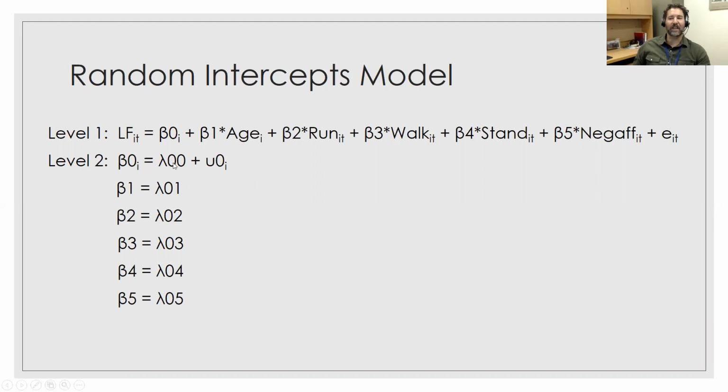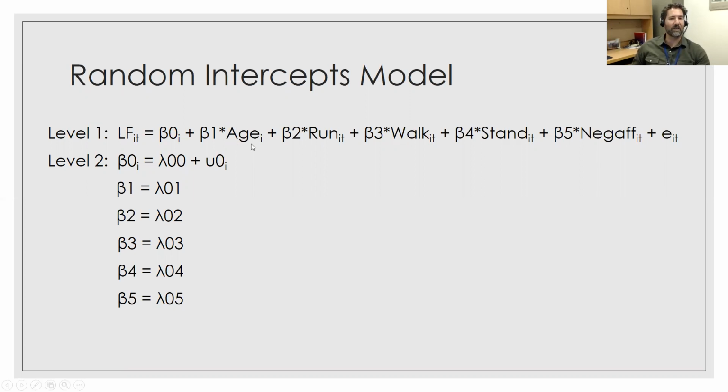Our intercept has this I subscript, which tells us that it's not fixed. It varies over everyone in the sample. So each person has their own intercept. So if it's not fixed, it's random. And then for the beta 1 through beta 5 effects, you can see that we don't have error terms. That's because we're going to assume that these effects of these variables are fixed. They're the same for every person in the data set.